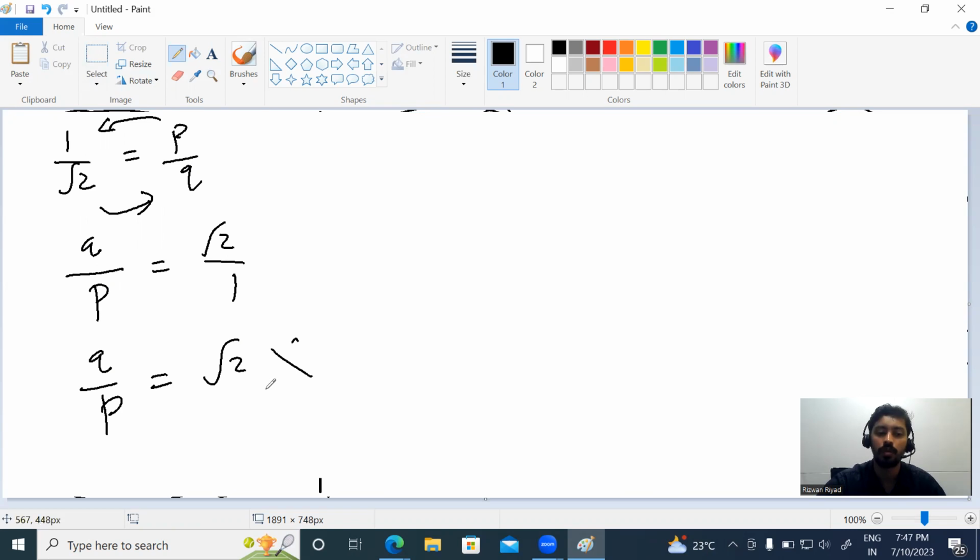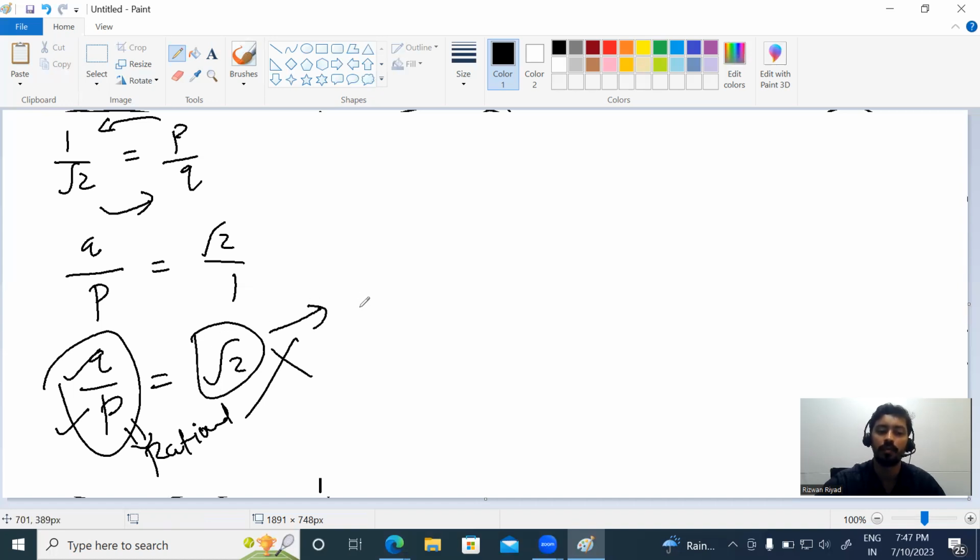This is actually a wrong statement because Q is an integer, P is also an integer. So Q by P is a rational number. But what about root 2? Root 2 is irrational. You can prove it by the same method as root 5. We have explained the method of proving the irrationality of root 5. You can use the same method for root 2 also. So root 2 is irrational, and this one is rational. So this is not possible. A rational number cannot be equal to an irrational number. So we have reached a mathematically contradictory statement, a mathematically wrong statement.